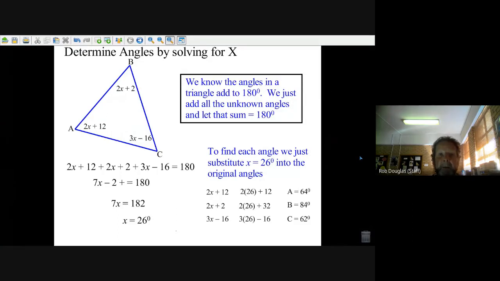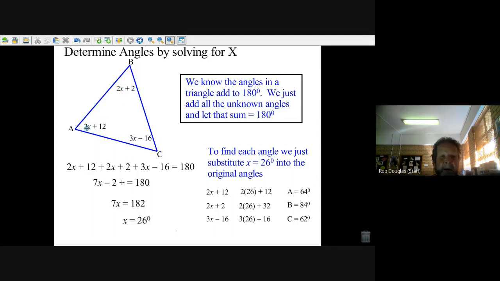Okay, today we're going to learn how to use solving equations to figure out angles in triangles and quadrilaterals. So you've got this question. You're supposed to determine what these three angles, A, B, and C, in the three parts of this triangle are. But they give you the angles. They just say one angle is 2x plus 12, the other angle is 2x plus 2, and the other angle is 3x minus 16.